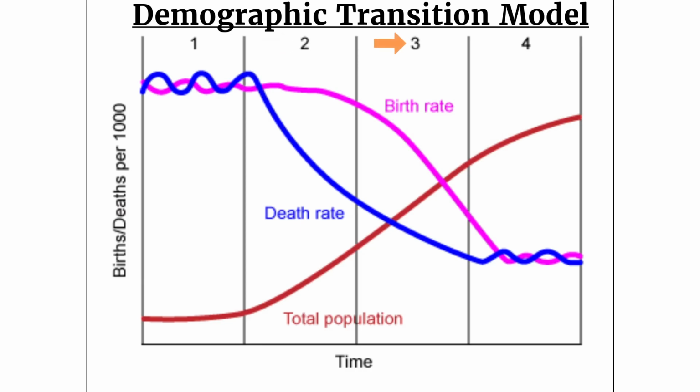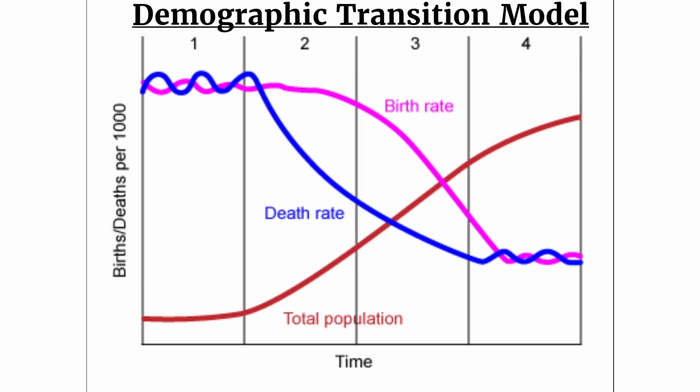Thirdly, in stage three, the late industrial stage of the demographic transition model, countries' death rates continue to decrease. However, a longer life expectancy and reduced infant mortality rate results in families choosing to have fewer children. In this stage, the birth and death rates are falling, but the population is still growing, as the birth rate still exceeds the death rate. A modern day example of this would be a country like China.